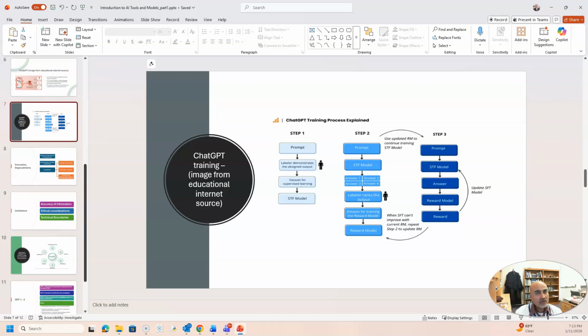This is a rigorous and very time-consuming training process, which includes reinforcement learning from human feedback, and that would fine-tune the model to provide increasingly accurate and context-aware outputs, making it a very, very powerful tool for many applications. So it's important to understand the steps that are involved in such a process.